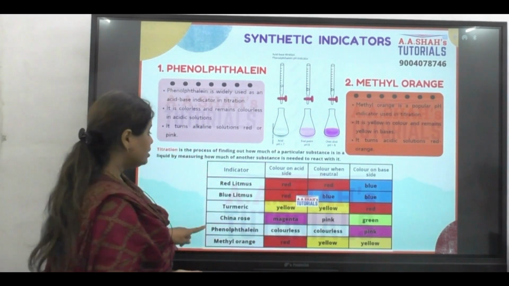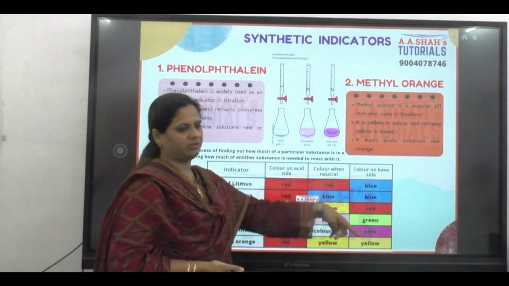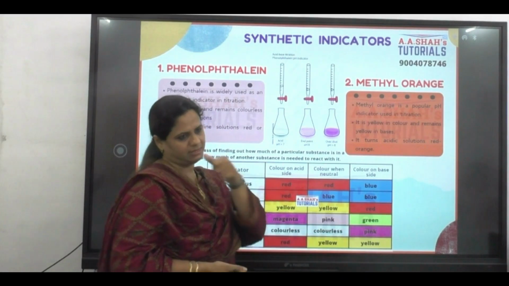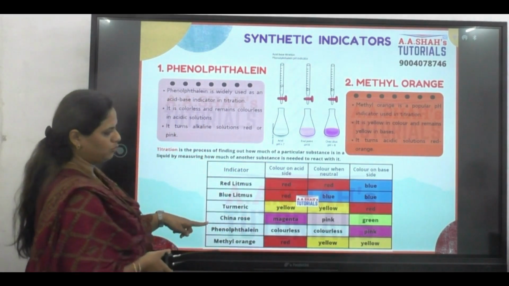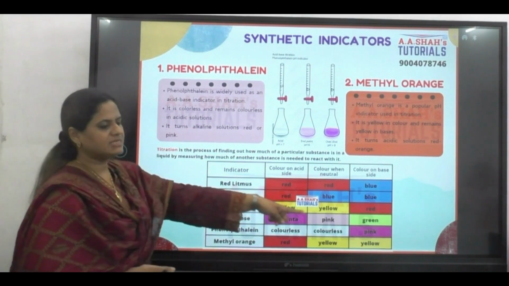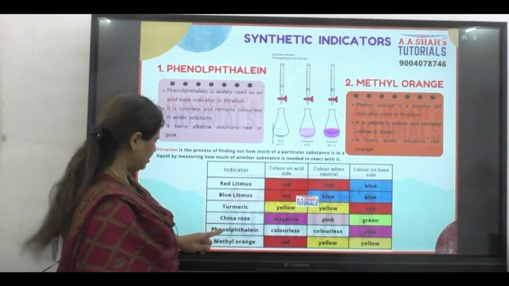China rose will give you an idea of both. Magenta or dark pink means acid, green means base. So this China rose helps you in both, while these three don't help you in everything. Green means base, magenta means acid.